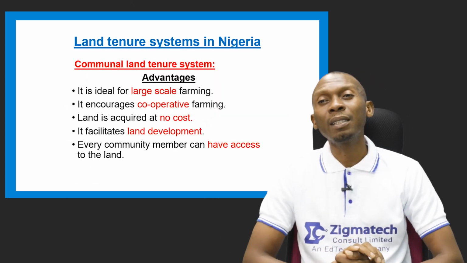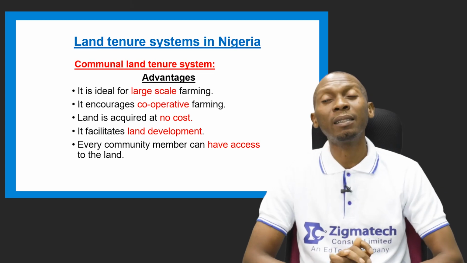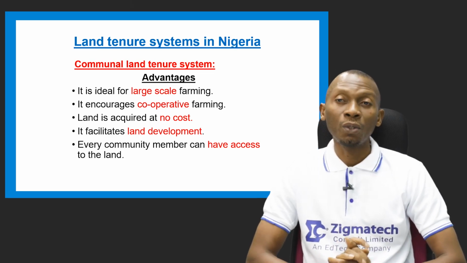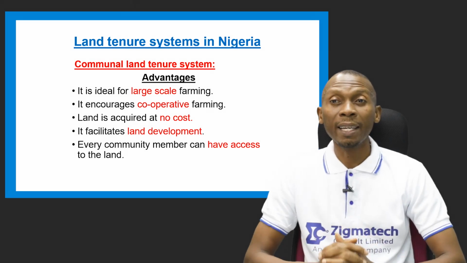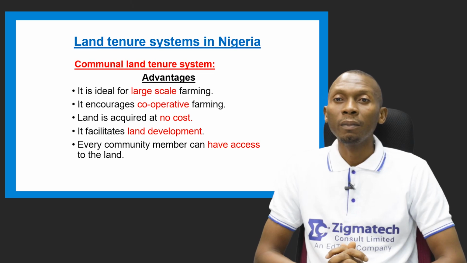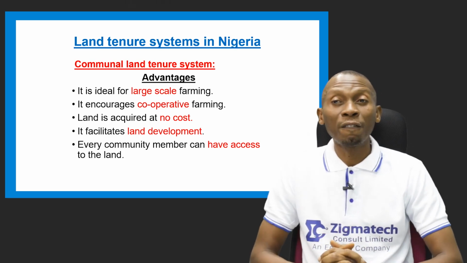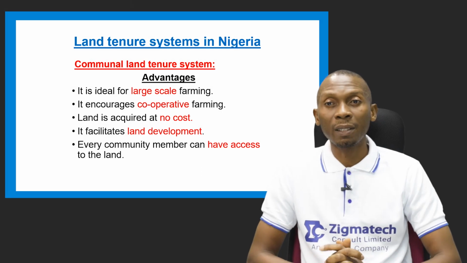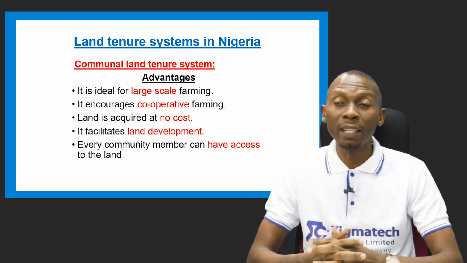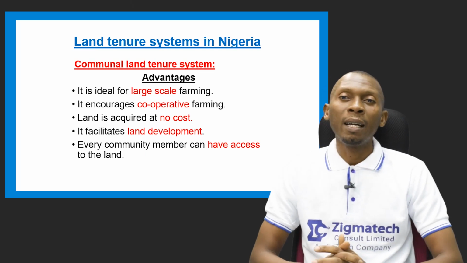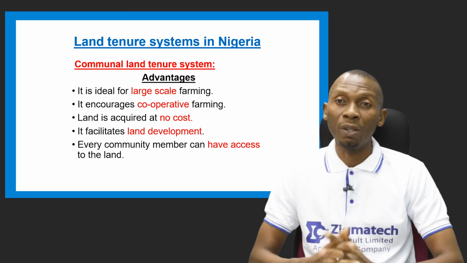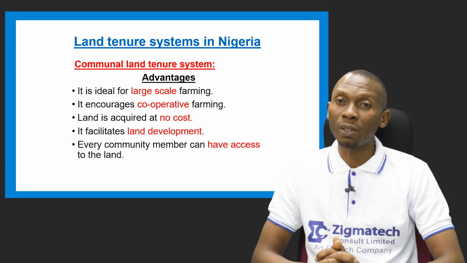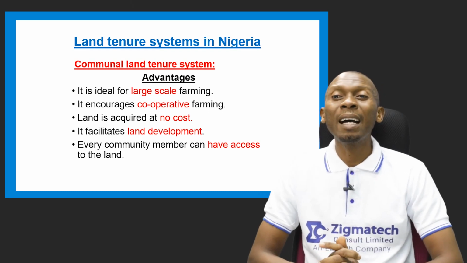Now, the communal land tenure system has its advantages and it also has its disadvantages. So let's take a look at the advantages of the communal land tenure system. Now, in the communal land tenure system, the farmer, it's ideal. They can engage in large-scale farming. There's also what is called cooperative farming, which can be done under the communal land tenure system, where a group of farmers come together to cultivate or rear animals together. Now, the land is also acquired at no cost because it's owned by the community and you're a member of the community, so it's owned at no cost. It also facilitates land development.